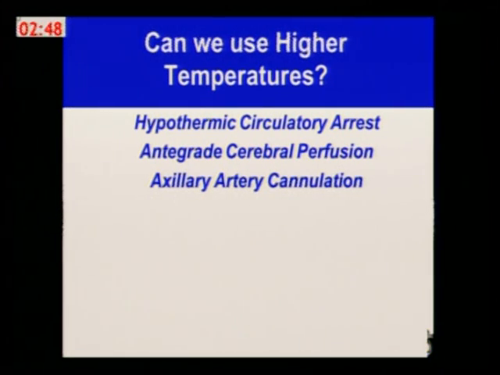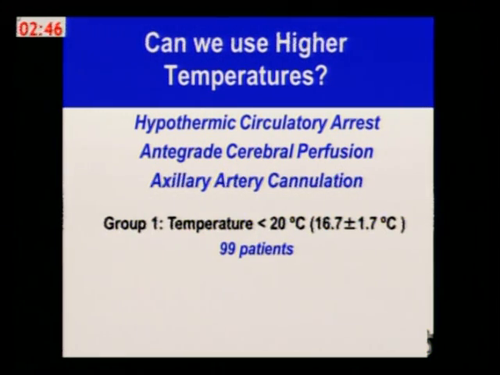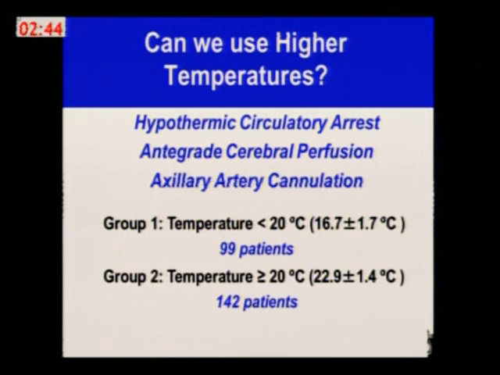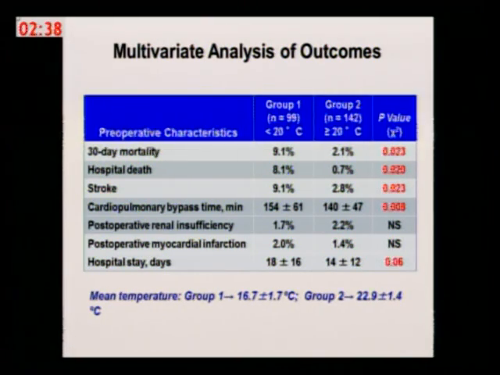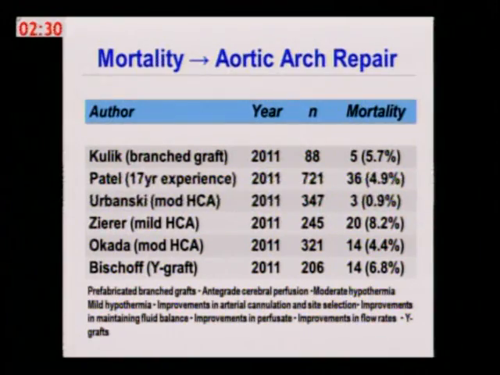With regards to opportunities with temperature, in the past we used to cool these patients down to 18, 20 degrees or less. More recently now we cool them only to about 24 to 25 degrees, and with that we've seen improvements in in-hospital 30-day mortality, cardiopulmonary bypass time, of course, stroke rates are reduced, as well as hospital stay.